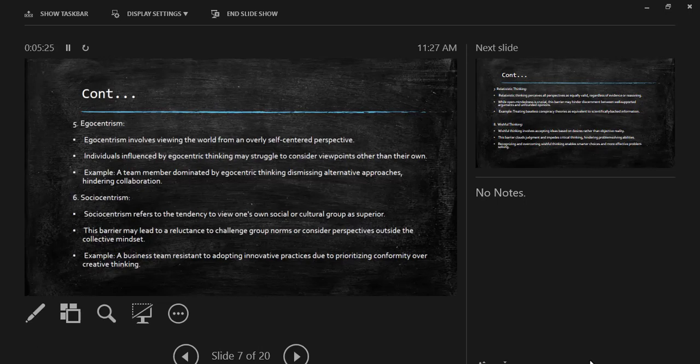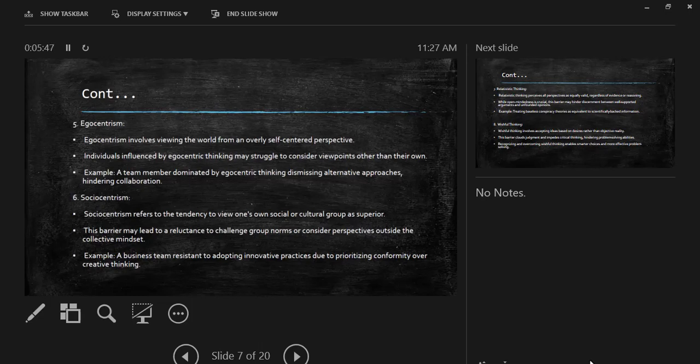And the fifth one is egocentrism. Egocentrism is viewing the world from our own perspective or point of view, neglecting other views or ideas. Example, a team member dominated by egocentric thinking dismissed the alternative approach, hindering collaboration.